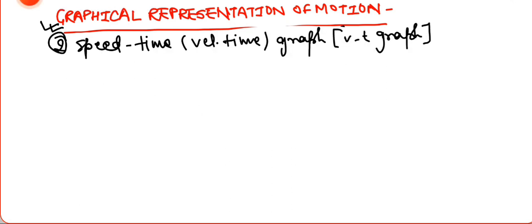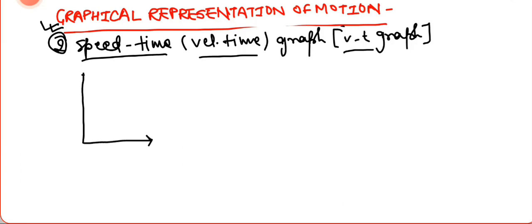Now the second type of representation of motion is the speed time graph. Speed time graph is also known as velocity time graph, and in short form we can also write it as VT graph. Now let us consider students, again we have a coordinate system. The point of origin is O, this is the time axis, the horizontal axis, and let us consider the vertical axis is representing the velocity of the object.